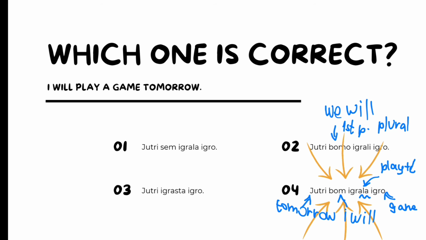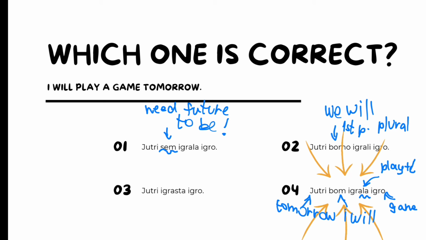Okay, so let's look at why the first option wasn't correct. Jutri sem igrala igro. Well, we used sem, which is to be, just regular to be, but we need future tense. Future to be is what I'm gonna write here. So we should have used future to be. So bom igrala igro would be the future tense of sem.